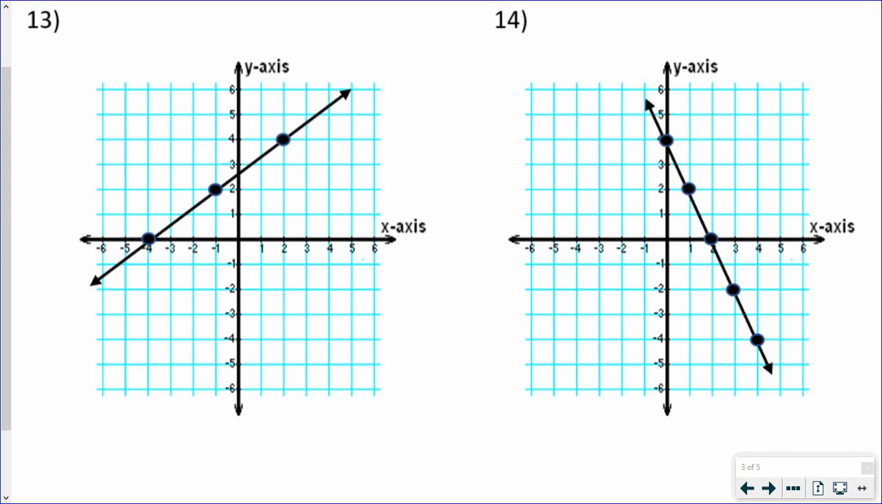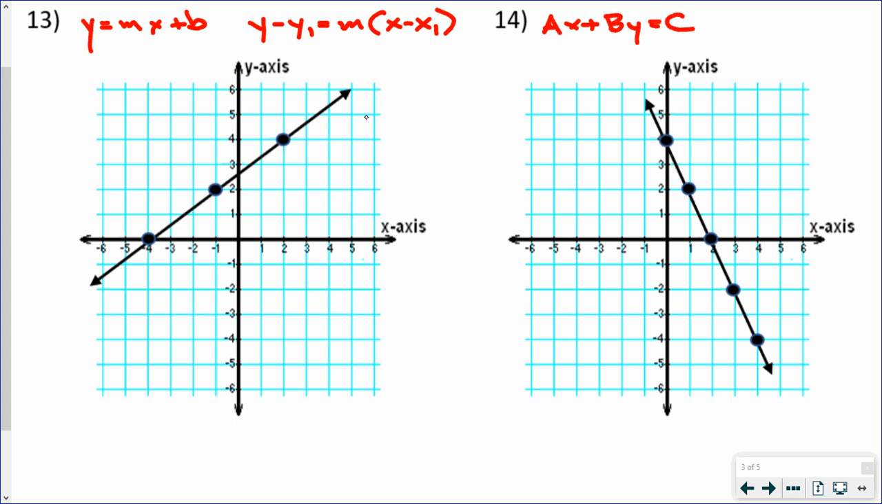I have point-slope form. Let's start with the one we already did, slope-intercept form. For that one, I need the slope and the y-intercept. I have point-slope form, which is y minus y1 equals m times x minus x1. And then the other form I have, which is the least useful form, is ax plus by equals c. That's standard form. So looking at this, I've got to decide which form I want to use.